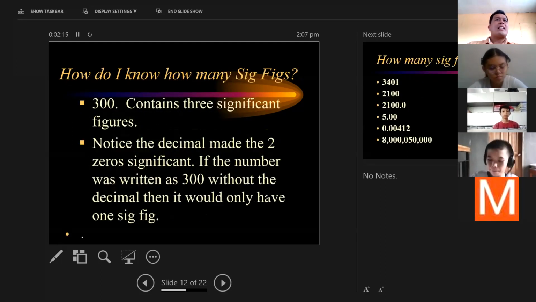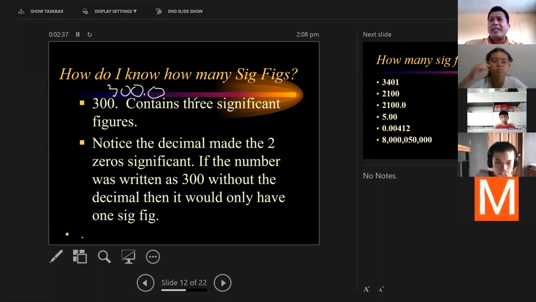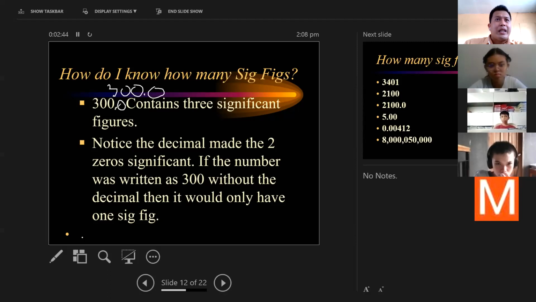Notice that 300. if you write it with a point, it should contain 3 significant figures, right? But this is a wrong way of writing. It is probably considered 3 significant figures, but you should not write it that way. Instead, you're going to write it as 300.0. Get it? Once there's a point indicated, there should always be a number that follows it. In other words, a decimal point is located in between zeros or non-zero integers.